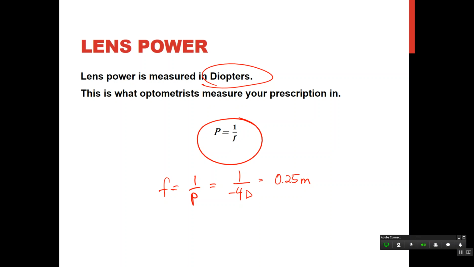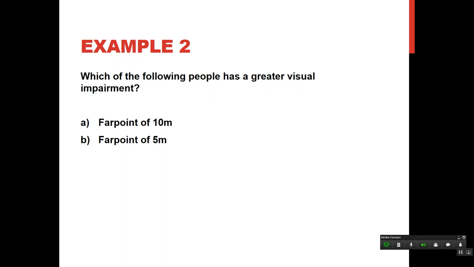Got a question for you guys. Which of the following two people has a greater visual impairment? A person who has a far point of 10 meters or a person who has a far point of 5 meters? 5? Yeah, 5. Because a far point is when someone who is nearsighted can no longer see anymore. So if they see perfectly up until 10 meters, that's great. But if they can only see up until 5 meters, that's not as great. Okay?